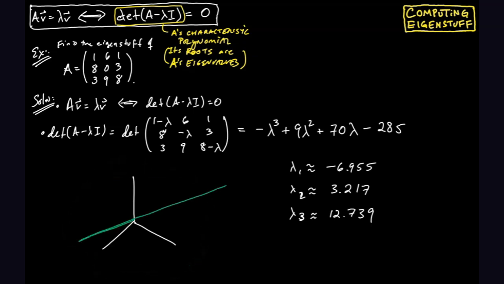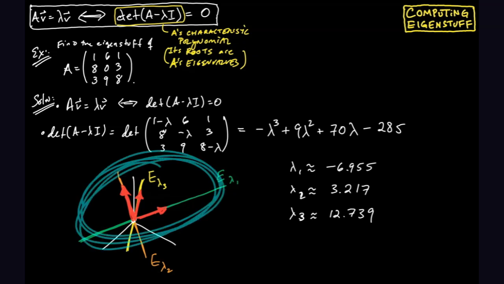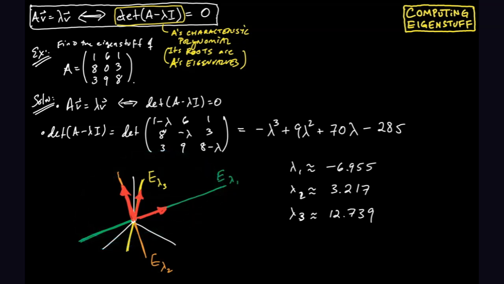So who knows, maybe I've got a line like this through the origin that is the eigenspace for our first eigenvalue, and it's going to be some other line through the origin that will be the eigenspace for the second eigenvalue, and there will be some third line through the origin that represents the eigenspace for the third eigenvalue. And if we take a vector from each eigenspace, they're going to be linearly independent, which means that we have enough linearly independent vectors to form an eigenbasis for R3 relative to A.